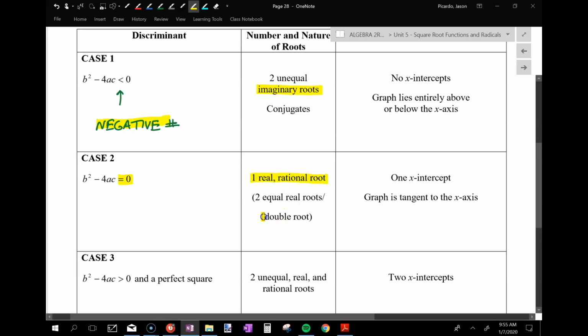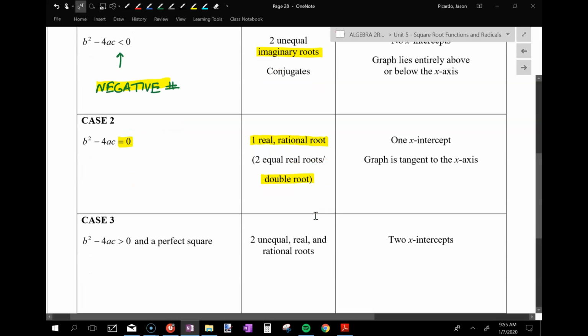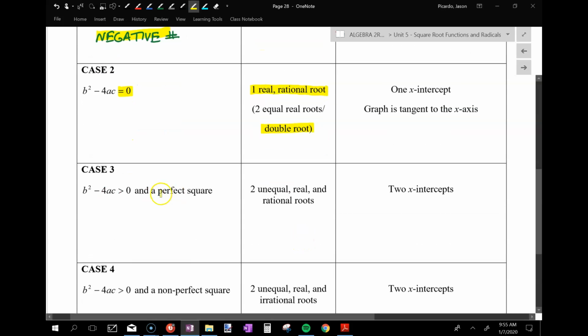If I get a discriminant that equals 0, that means I have one root. And what did I call it? A double root or a bounce root. If I have a discriminant that is a perfect square, 100, 4, 16, 25, 121, 49. Those would all be examples, wouldn't they?